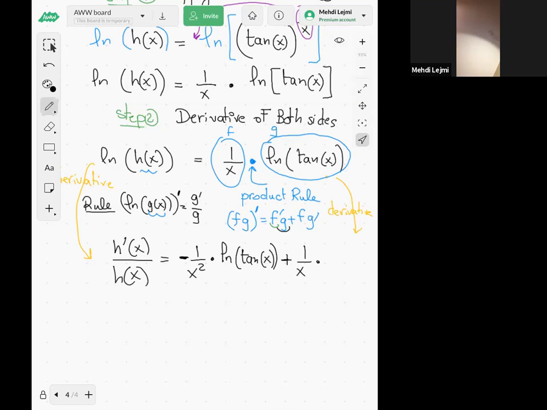Well, Adrian, secant square, that's the derivative of tangent of x. You see here, g, we are saying g is natural log of tan. The g is this whole thing here. It's natural log of tan of x.